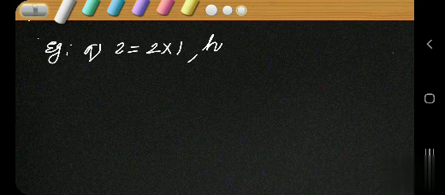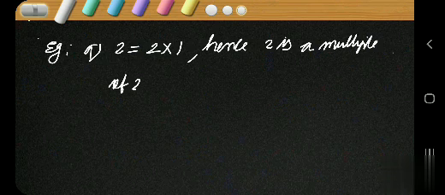Hence, 2 is a multiple of 2. Isn't it? 2 can be written as 2 into 1. So 2 is a multiple of this 2, where whatever 2 it is, all 2's are the same. So 2 is a multiple of 2.